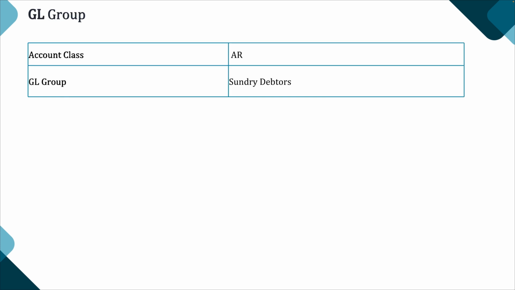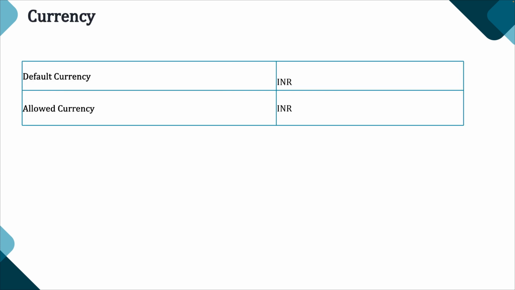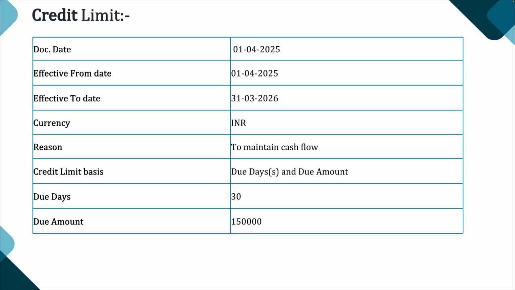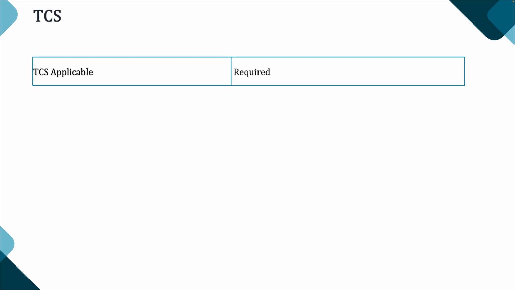GL Group as Sunray Debitors. Currency, default currency, and allowed currency as INR. Credit limit effective from date unto date is April 1st, 2025 to March 31st, 2026. Currency will be Indian rupees. Reason to maintain cash flow, credit limit basis due days and due amount. Due days is 30 days. Due amount is 1,50,000 rupees. Let us keep TC applicable as required.